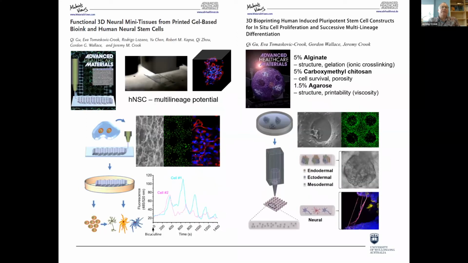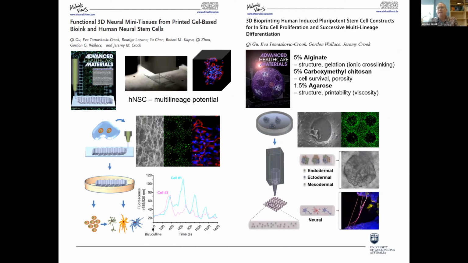Now, direct printing of stem cells within polymeric materials presents a really good opportunity to engineer tissue for in vitro modelling and regenerative medicine. Here I've highlighted the first examples of constructing neural tissues by printing human neural or pluripotent stem cells that are differentiated within the 3D constructs to functional neurons and supporting neuroglia.